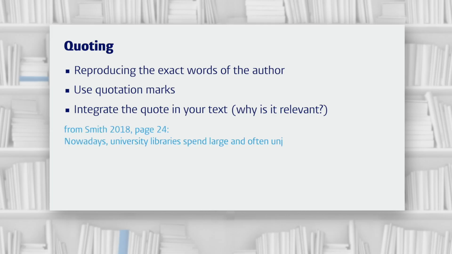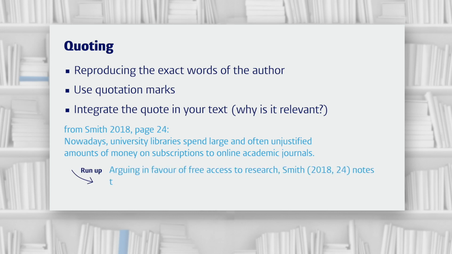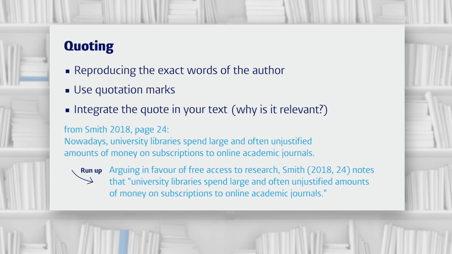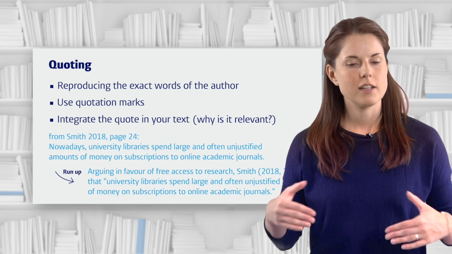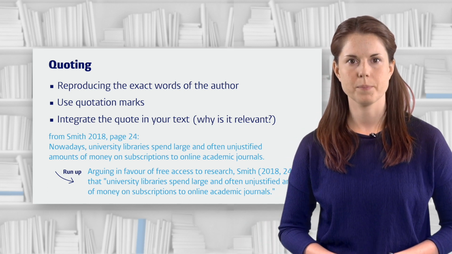So let's think about how we might do this. Here is a sentence from a source text, and I want to quote this in my own writing. I can integrate this quotation into my text by providing a little run-up or a lead-in. This indicates the relevance of the quotation to what I'm writing about. The run-up provides a kind of frame for the quotation that enables me to embed it into the flow of my writing. So the bottom line is, you shouldn't have quotes from sources just floating around in your writing. They need to be integrated properly.